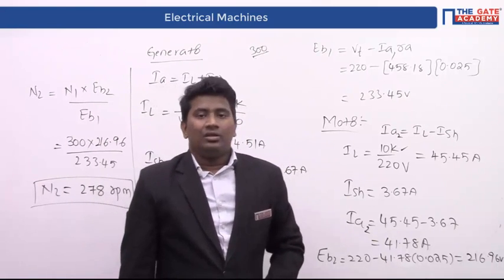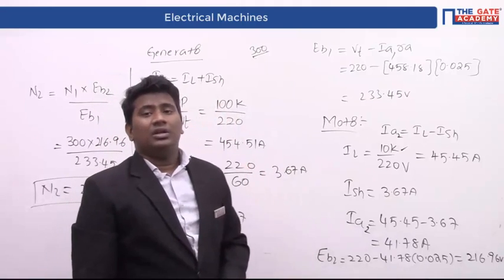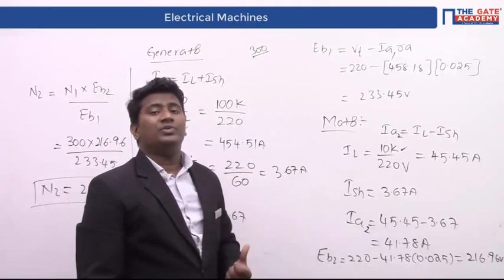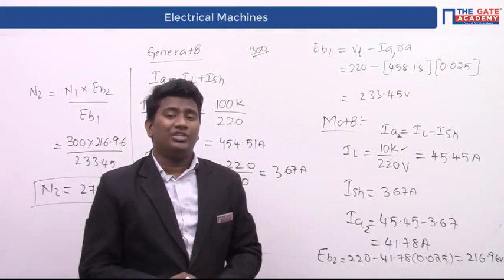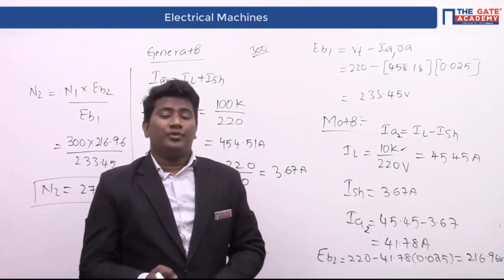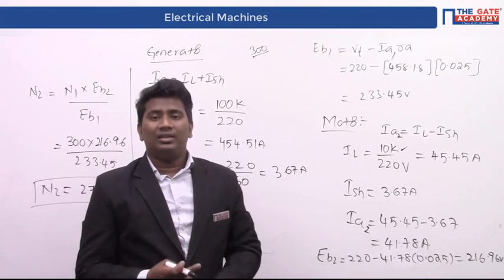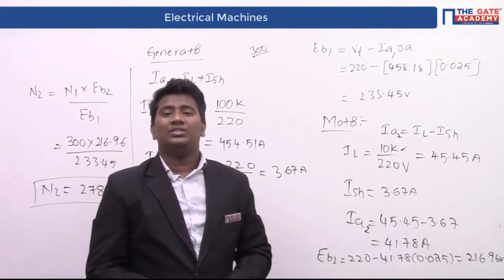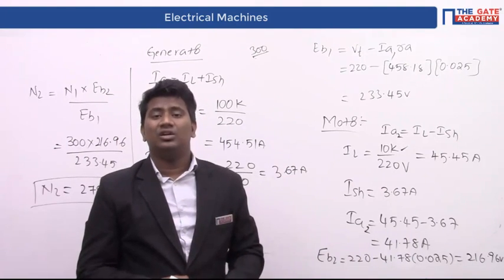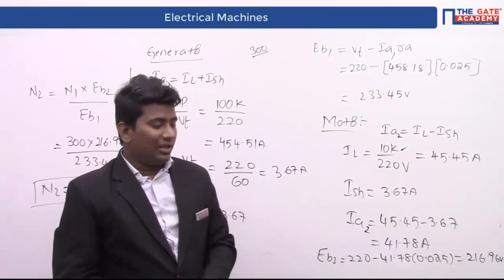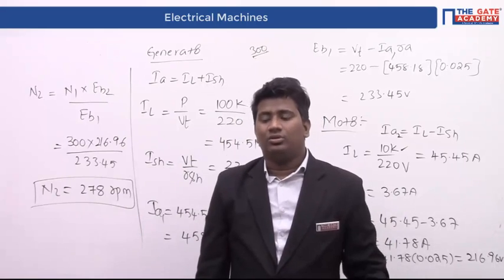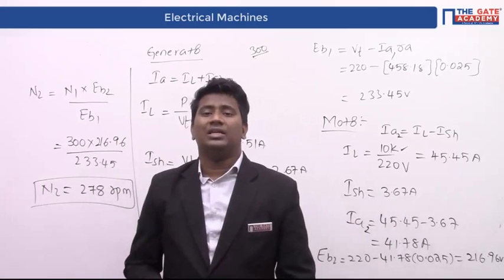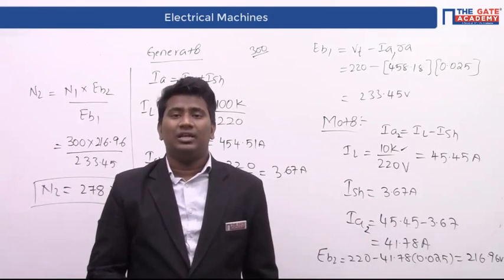So these are the models which we are expecting in the GATE every year. They are asking either voltage equation based questions or speed control method questions. In that, mostly they are asking either flux control method or armature resistance control method. The next question belongs to induction machines. Let us see in which area they are mostly concentrating.